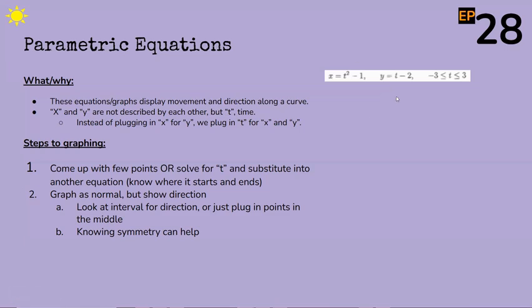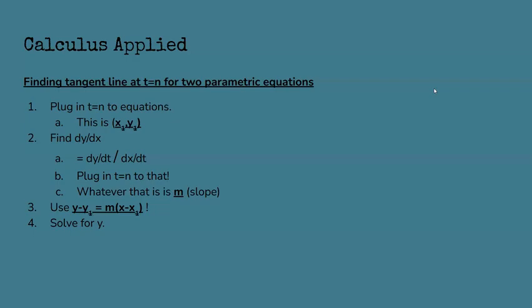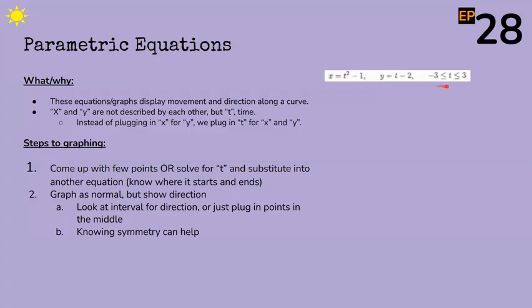So if you're asked to graph something like this, there's pretty much two ways that you can do this. The first is you can come up with a few points. So you can say, okay, well, this is our interval of t, -3 to +3. So you would basically just say, okay, plug in -3 to both of these, -2, -1, 0, any points that you want, as many as you want.